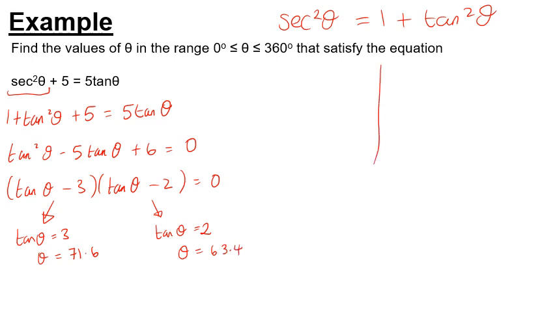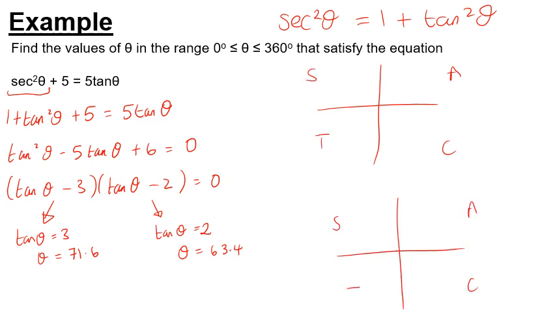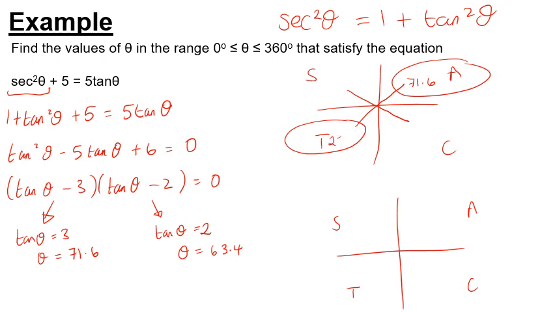I can then do my cast diagrams to find out any other possible values. So if I do the 71.6 first, so I'll put that in the A quadrant. On this one, tan of theta was 3, so tan is positive, so those are the two quadrants that I want. So I've got to fill in the T quadrant by doing 180 add 71.6, which would be 251.6, so I'll add that onto my list.